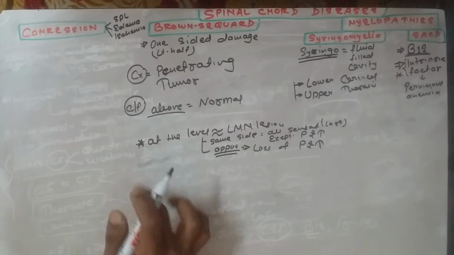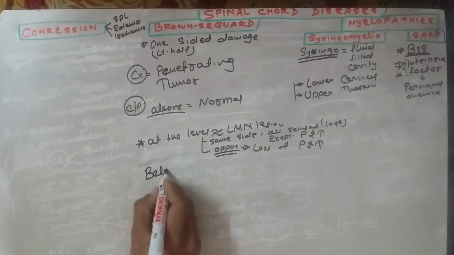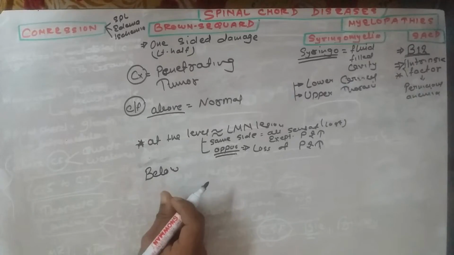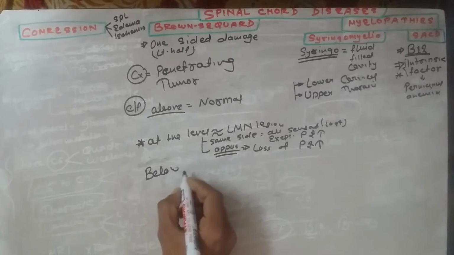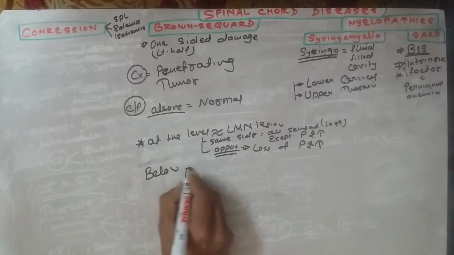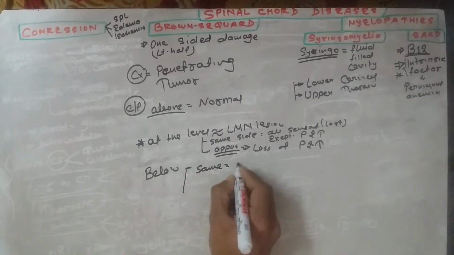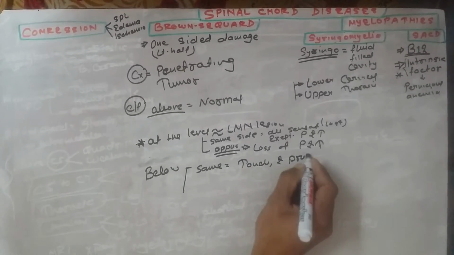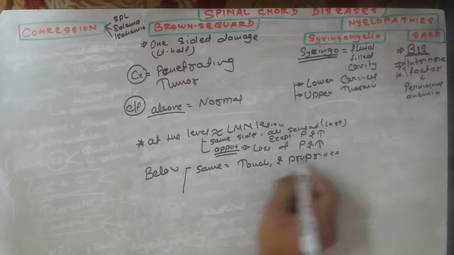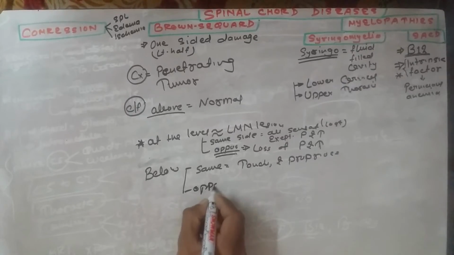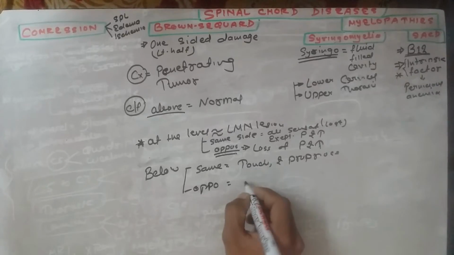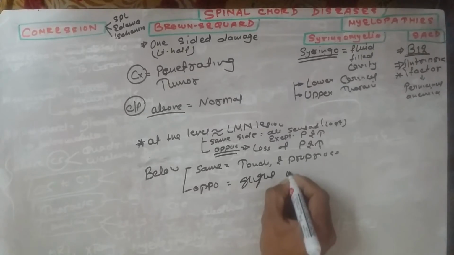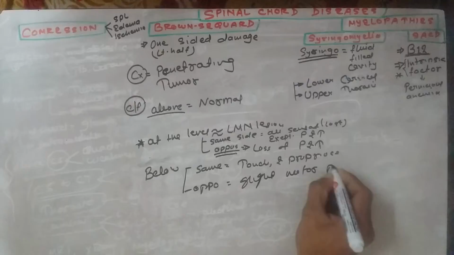And what happens below the lesion? Below the lesion, usually on the same side, there is loss of touch and proprioception. On the same side, what is lost? Touch and proprioception. Whereas on the opposite side there is slight motor paralysis, not complete paralysis, but a slight motor type of paralysis is seen.